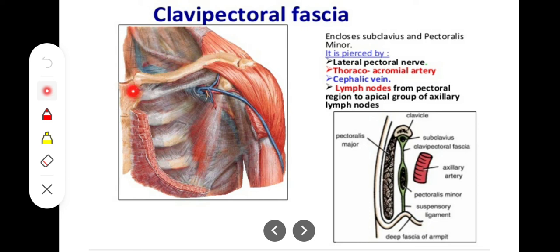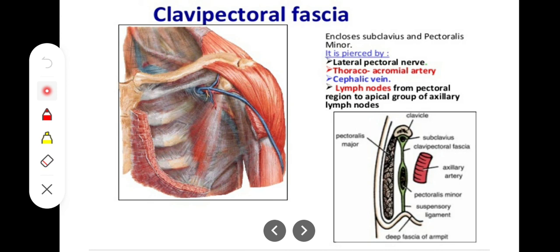It attaches on the clavicle, and this one does as well. It attaches on the coracoid process, and this one does as well. This one is also attached a little bit to the sternum, but not very much. That one has quite diverse attachments. And just like that, it is also getting attached to the axillary sheath. But that was enclosing the pec major muscle, but this is enclosing only the pec minor and the subclavius muscle.